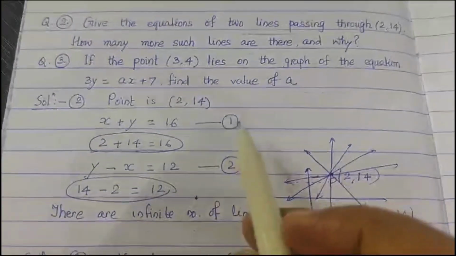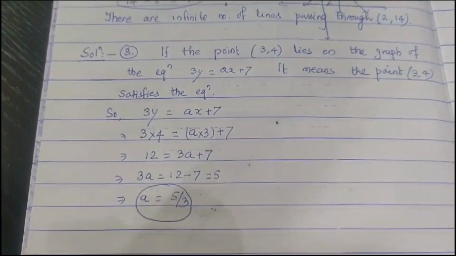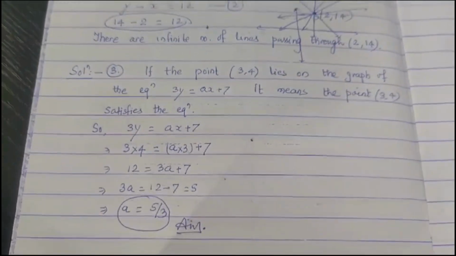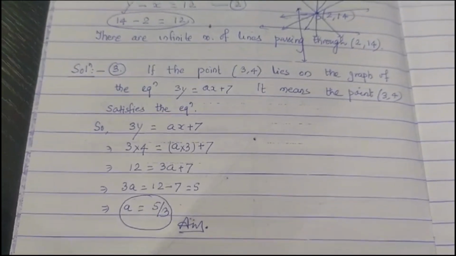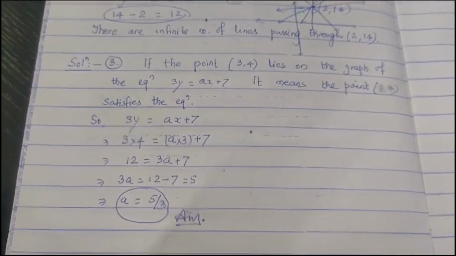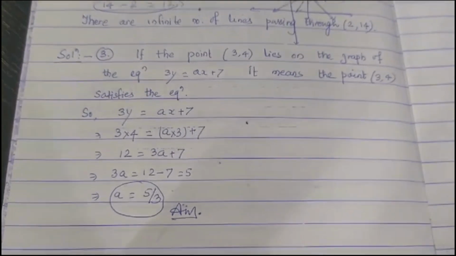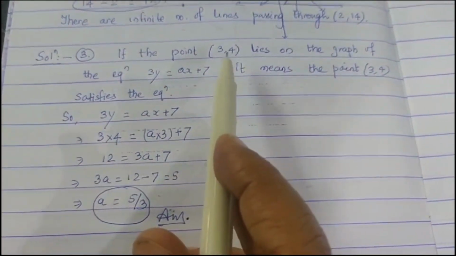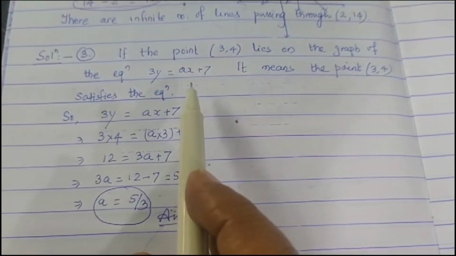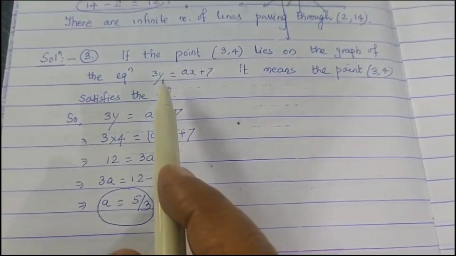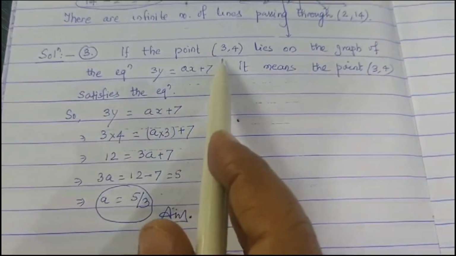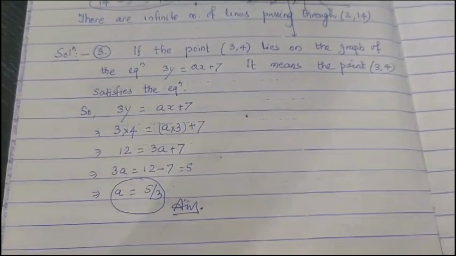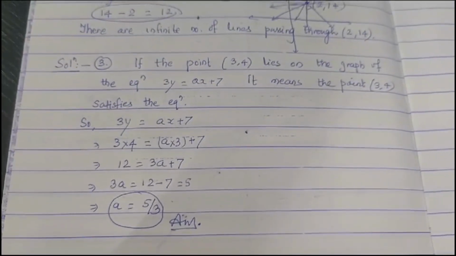So we had to find the value of a. The value of a is 5 by 3. Very simple. If any point lies on the graph of any equation, that means that point will satisfy the equation itself. We have only to satisfy this point in this equation. So in the place of y we will write 4, in the place of x we will write 3, and we will solve the equation, which gives a equal to 5 by 3. Okay, let's move on to the next question.